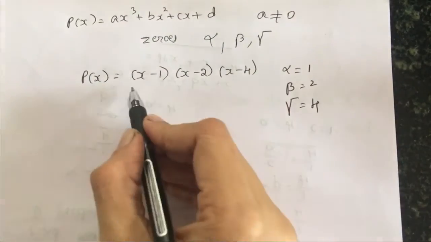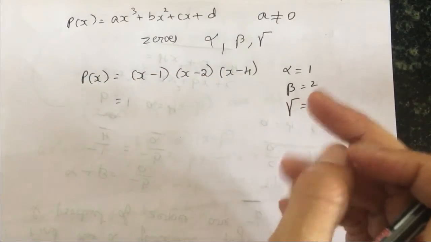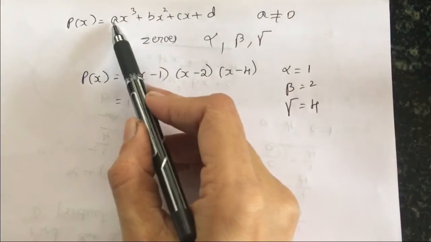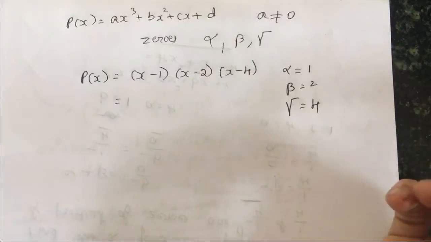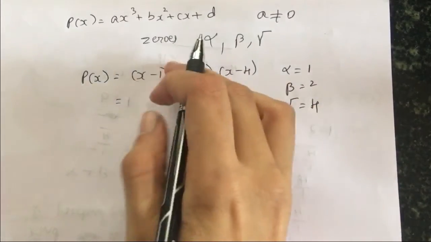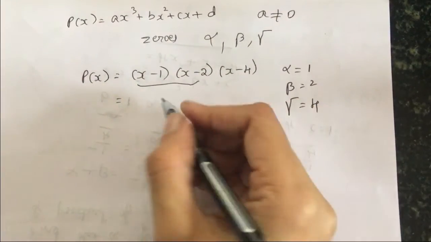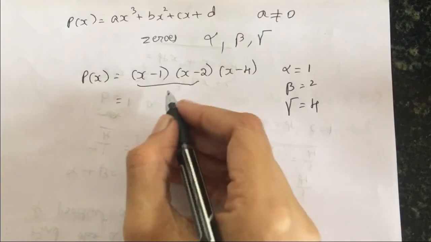Still I have to simplify this. In fact, I want to have the values of a, b, c and d. Okay, it's not given directly, right? They have already factorized, so I have to go back and get this. Okay, so let us do that. I'll multiply these two first. x minus 1 into x minus 2.